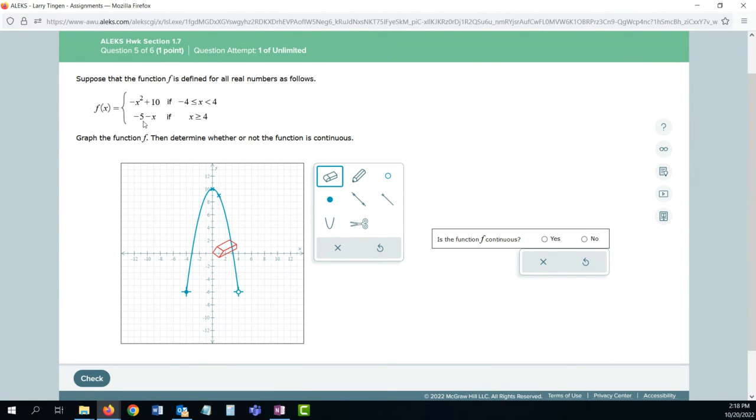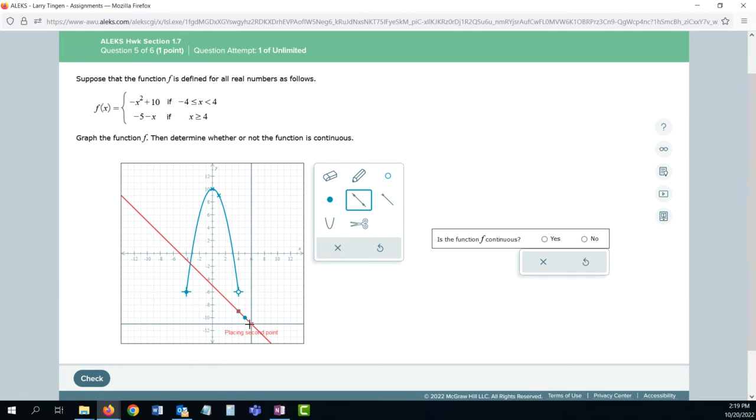Now, let's do the other part. The other part is negative 5 minus x if x is greater than or equal to 4. Well, what do I get when I plug in 4 here? When I plug in 4, I get negative 5 minus 4, which is negative 9. So I'm going to go ahead and do my dot now. So at 4, I'm supposed to get back negative 9. So there's the first point. And then when x is 5, negative 5 minus 5 more is negative 10.